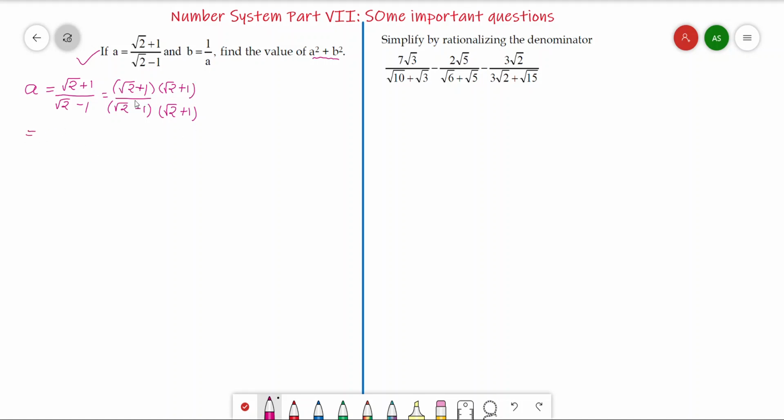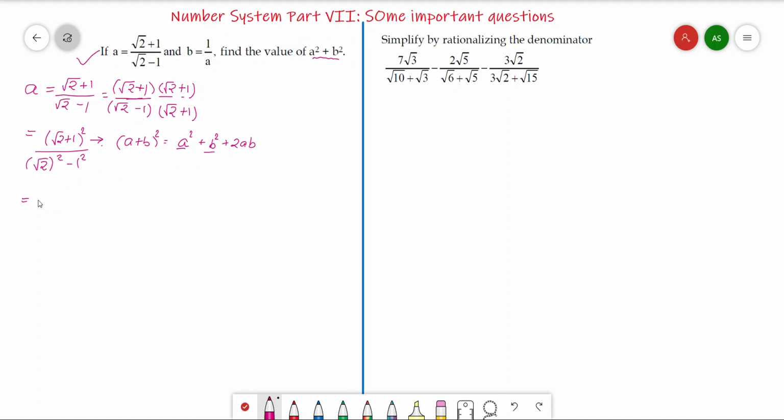In the numerator, you can see that these two expressions are the same, so we can write it as root 2 plus 1 whole square. In the denominator, it is in the form of a minus b into a plus b, so it can be written as root 2 whole square minus 1 square. Further, we can expand the numerator using the identity a plus b whole square is equal to a square plus b square plus 2ab. We can take a as root 2 and b as 1 in this case.